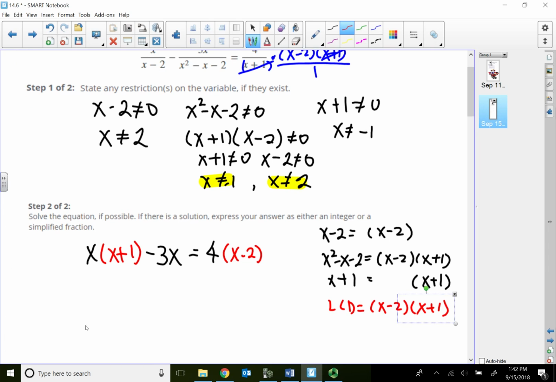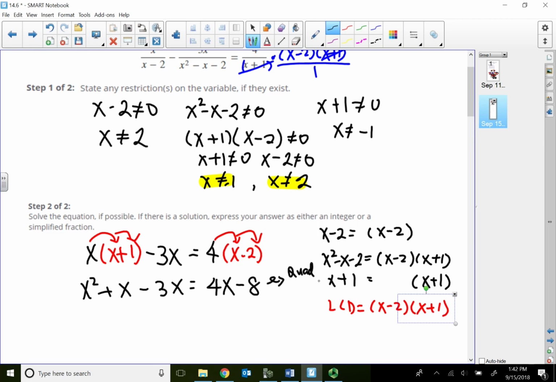All right, let's multiply this thing out and let's see what type of equation I got. So let's do a distribution here for my first and the third term. That gives me x squared plus x, still got negative 3x here, equal to 4x minus 8. Because of the x squared, that tells me that I got myself a quadratic equation.